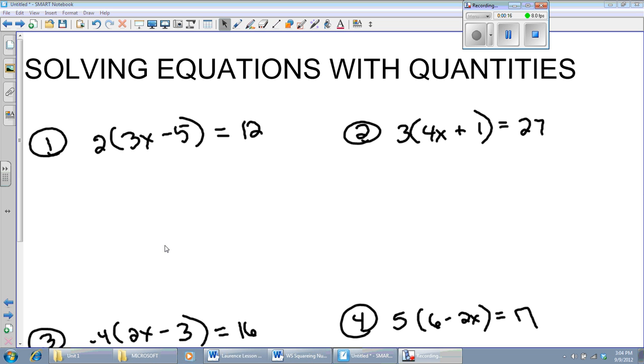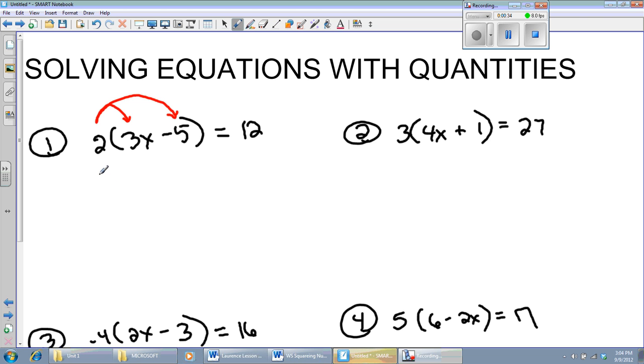And I know some of you realize that, hey, I'm going to go ahead and distribute this 2 to both quantities. And that is a very good way to do that. In fact, it is never wrong to do that. I'm going to go ahead and do that, but then I'm going to show you a second way to try this problem.